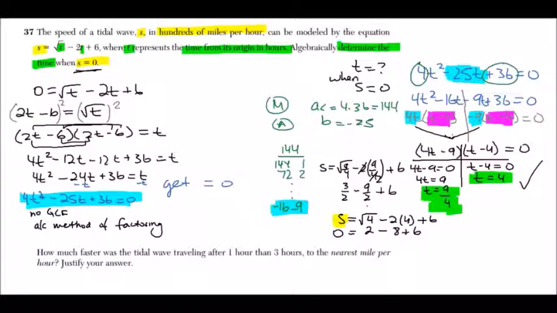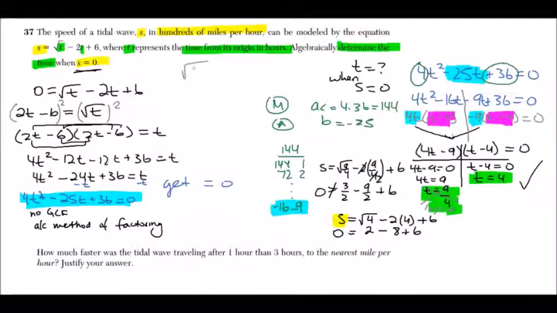And then plus 6. So 3 halves minus 9 halves is negative 6 halves. That's negative 3. Plus 6, that is not equal to 0. So we have to reject this answer because it does not actually equal 0. Now, how does this happen? This happens because we end up with something called an extraneous root.